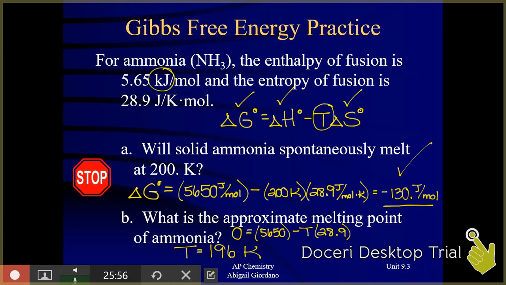Now come back to letter A. Look at the temperature in letter A. It's hotter than 196. So it should make sense to you that if you're above the melting point, solid ammonia should spontaneously melt. It's like having ice at 15 degrees Celsius. Ice freezes and melts at 0. If you're anywhere above the melting point, it should spontaneously melt, and letter A is showing us mathematically that yes, that is true.